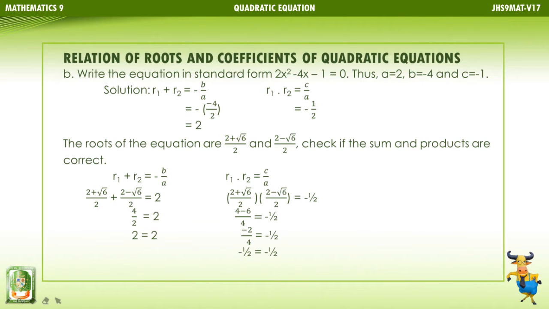Check if the sum and products are correct. R1 plus R2 equals -b over a. 2 plus square root of 6 over 2 plus 2 minus square root of 6 over 2 equals 2. 4 over 2 equals 2. 2 equals 2. R1 times R2 equals c over a. 2 plus square root of 6 over 2 times 2 minus square root of 6 over 2 equals -1/2. 4 minus 6 over 4 equals -1/2. -2 over 4 equals -1/2. -1/2 equals -1/2.